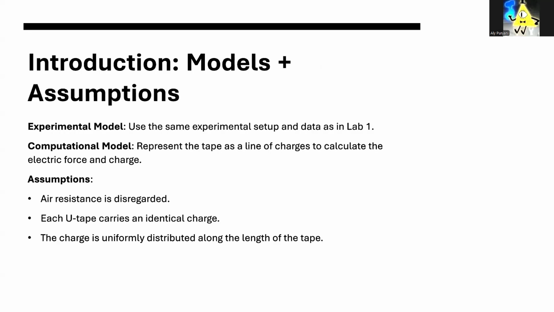Introduction, models plus assumptions. The experimental model used was the same as in Lab 1. The computational model represents the tape as a line charge to calculate the electrical force and charge. The assumptions are: air resistance was disregarded, each piece of tape carries an identical charge, and the charge is uniformly distributed along the length of the tape.